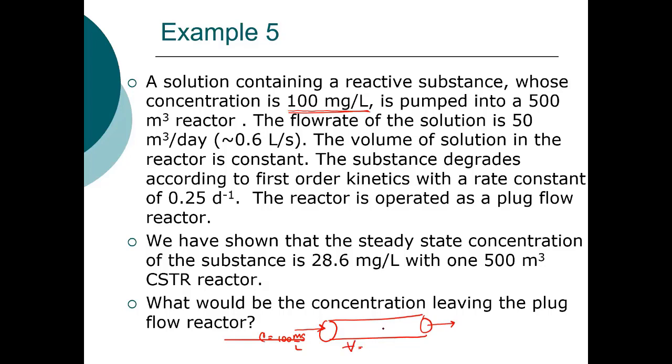The volume in this reactor is 500 cubic meters. The flow rate entering is 50 cubic meters per day. So it's leaving at 50 cubic meters per day. And it reacts according to first order kinetics. So we showed that with a CSTR, using these conditions, we would end up with a concentration leaving of 28.6.